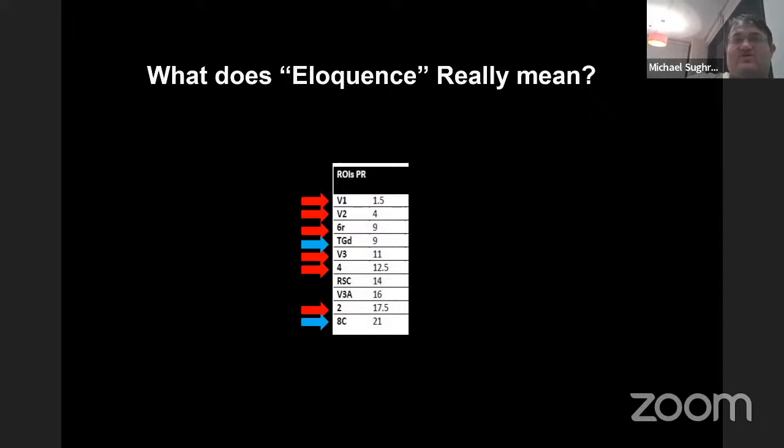So the reason eloquent parts of the brain cause a problem is they're very connected parts of the brain, like the motor cortex. Lots of people want to talk to the motor cortex because it's communicating with the outside world, and so it's not tolerant.